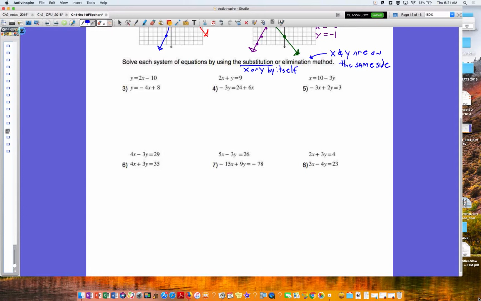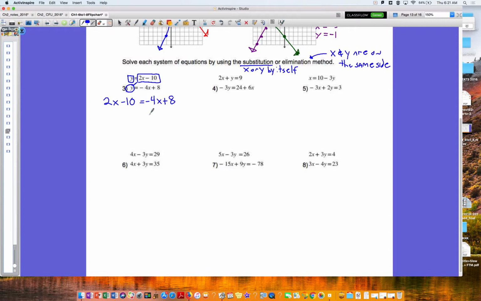So when I look at this first one, number 3 in this review here, notice how they both say y equals. So it's just a matter of replacing one of the equations with what y equals. So what I can do here is say, all right, here's what y equals. So I'm going to take this 2x minus 10 and put it in place of that y right there. So now I just have 2x minus 10 equals negative 4x plus 8. Now I have a simple algebraic equation, and I just need to solve for x.